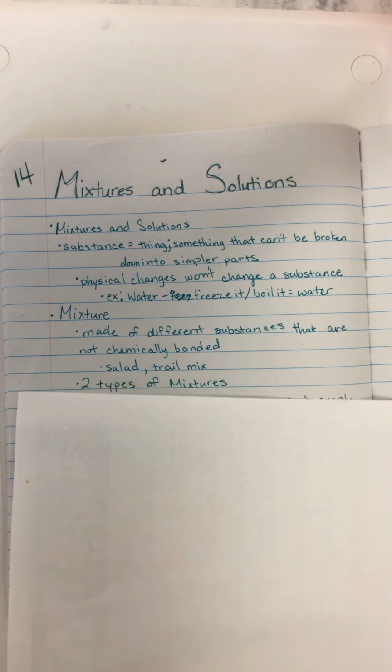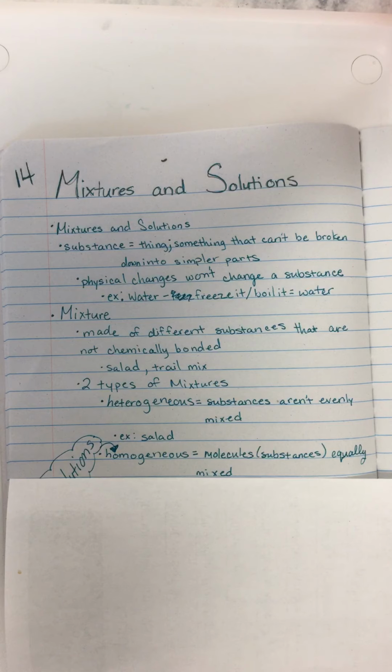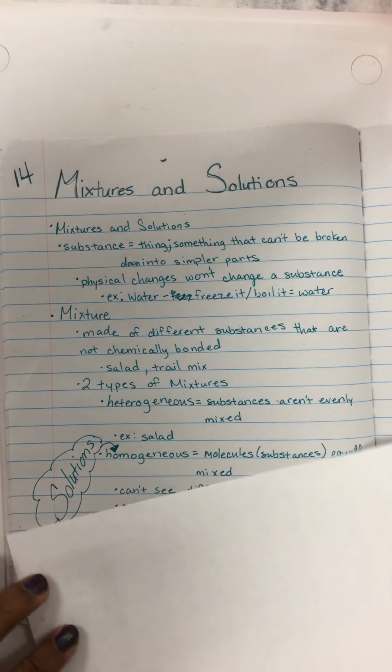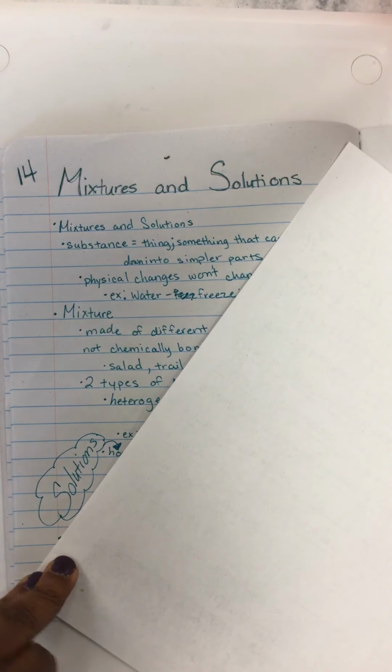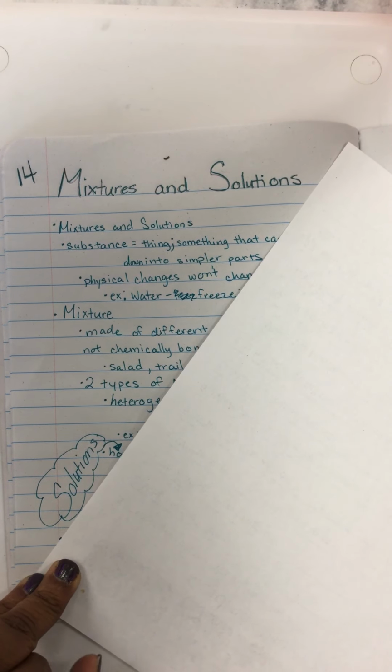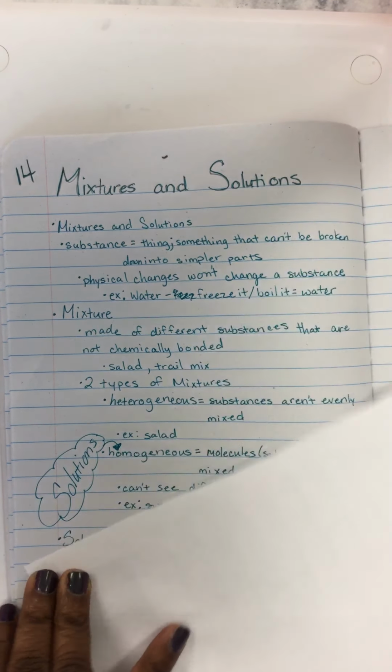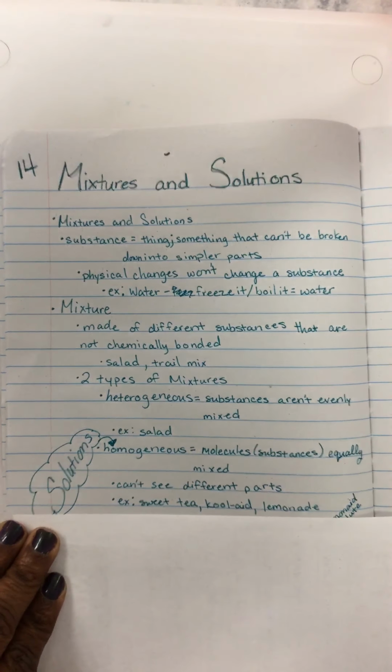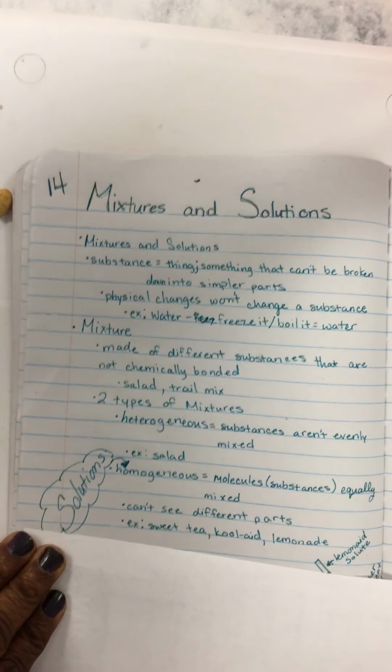So, let's go grab it. This can of Dr. Pepper that has 23 different flavors in it, is a solution. They are all mixed together. When I open it up, it just looks like a good old Dr. Pepper to me. All homogeneous mixtures are going to be solutions. You can't see the different parts. There are things like sweet tea, Kool-Aid, lemonade, all those fun things we like to drink.